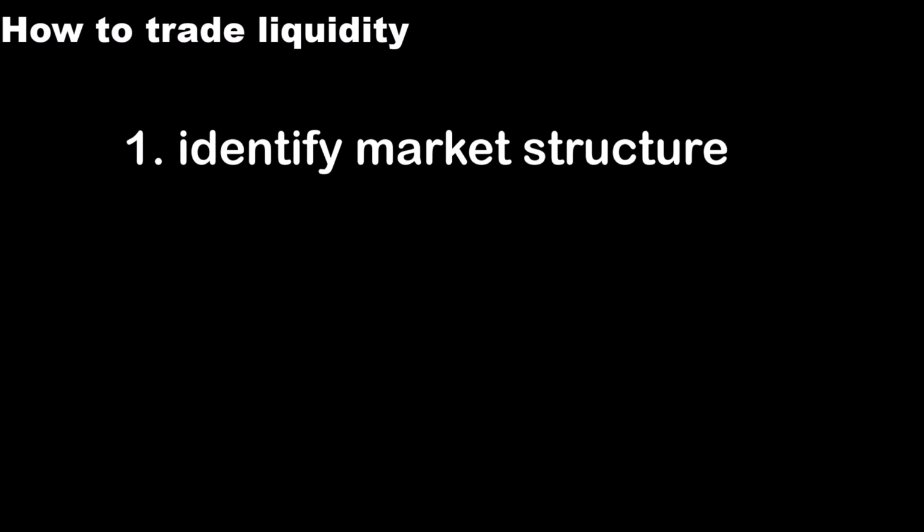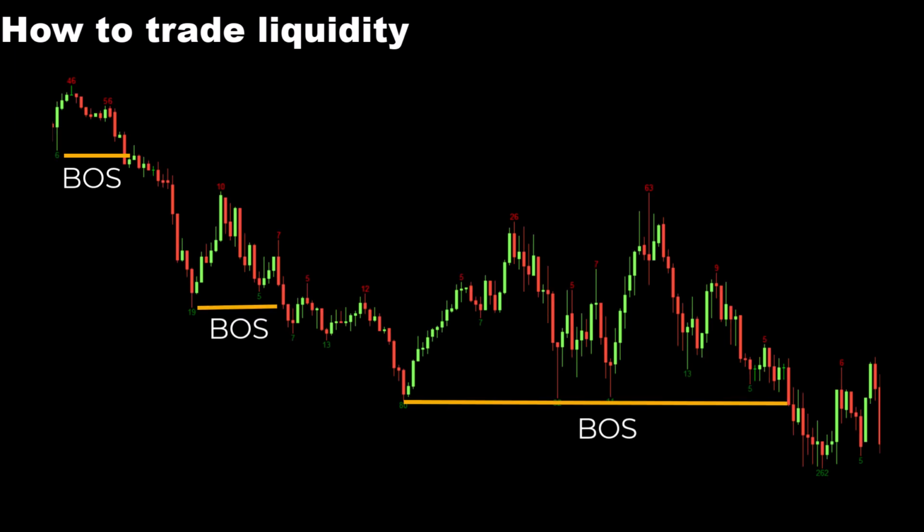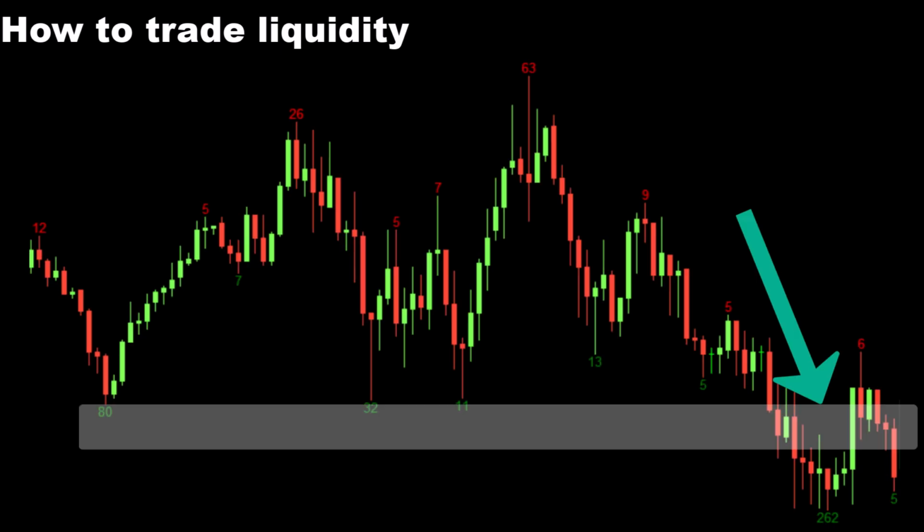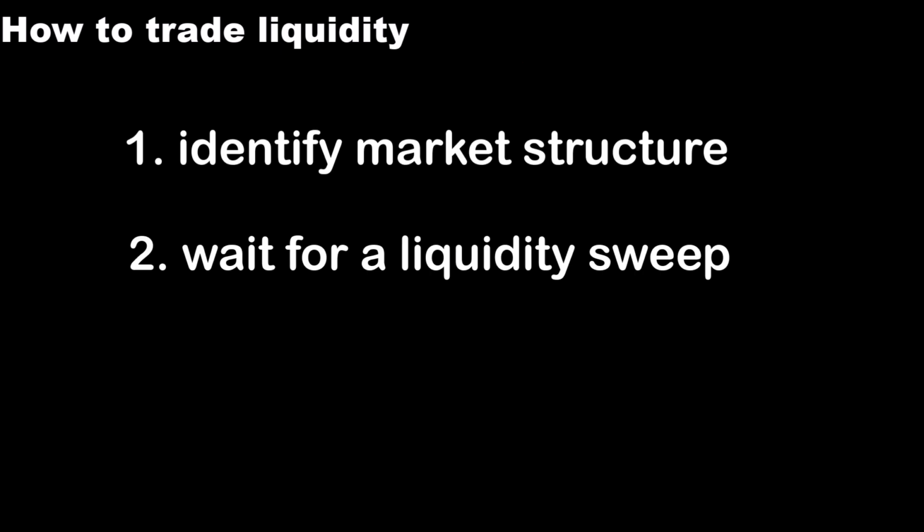Now that you can identify liquidity, how can you actually trade it? Step one is to identify the market structure. Look for a break of structure or a change of character that confirms the direction. Step two is to wait for a liquidity sweep. The price should take out the liquidity and then show a clear rejection.